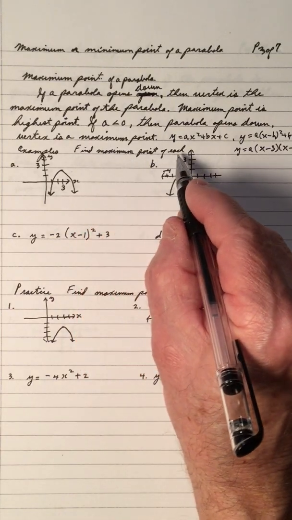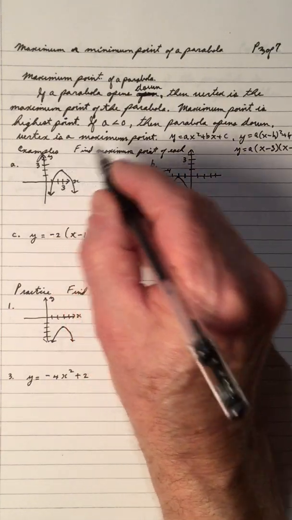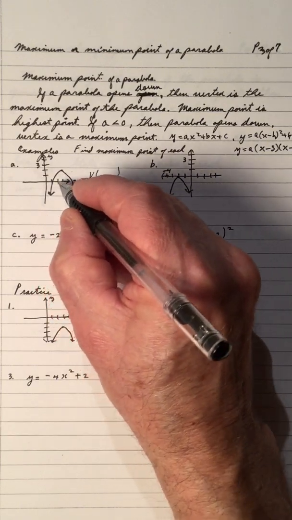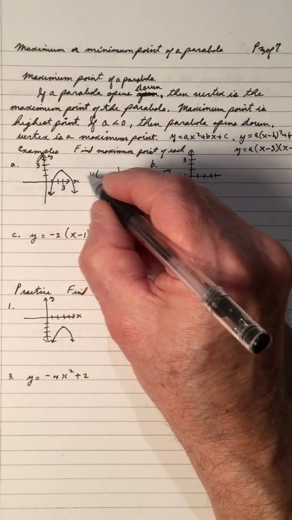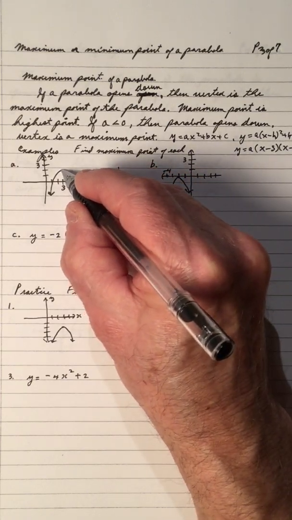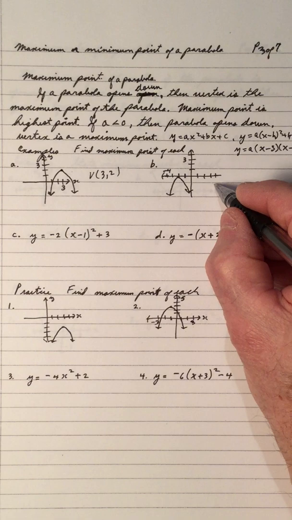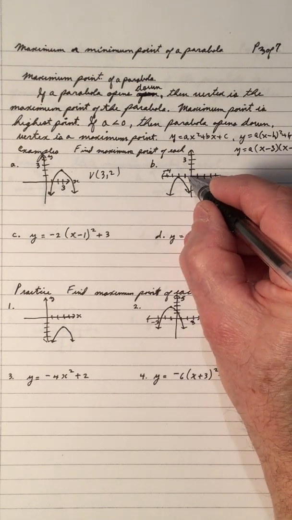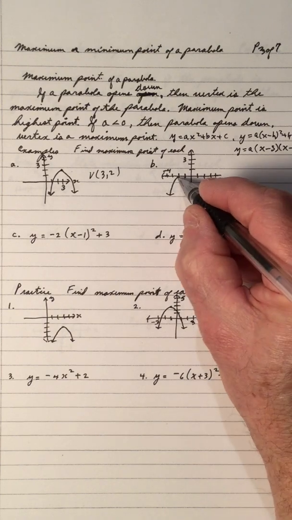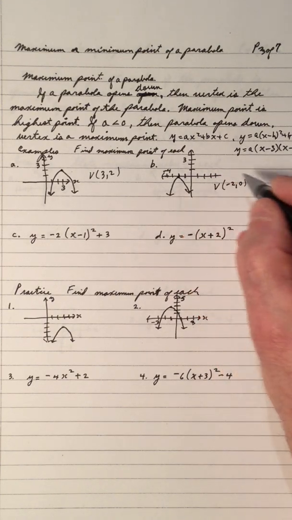Examples, find the maximum point of each. The maximum point is the vertex point. So the vertex of this parabola, x is 3, y is 2. 3, 2. So that's the maximum point. The vertex of this parabola is x is -2, y is 0. And again, the parabola is open down, so the vertex is the maximum point.